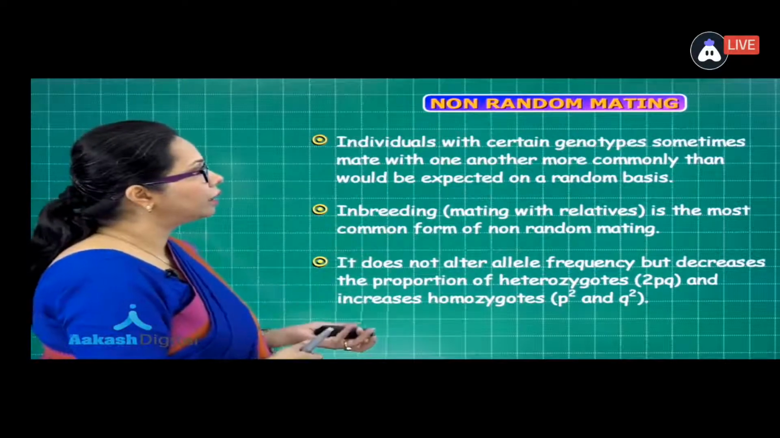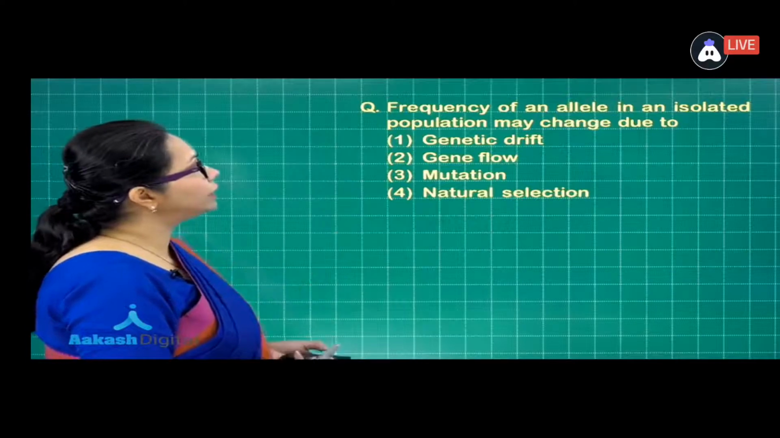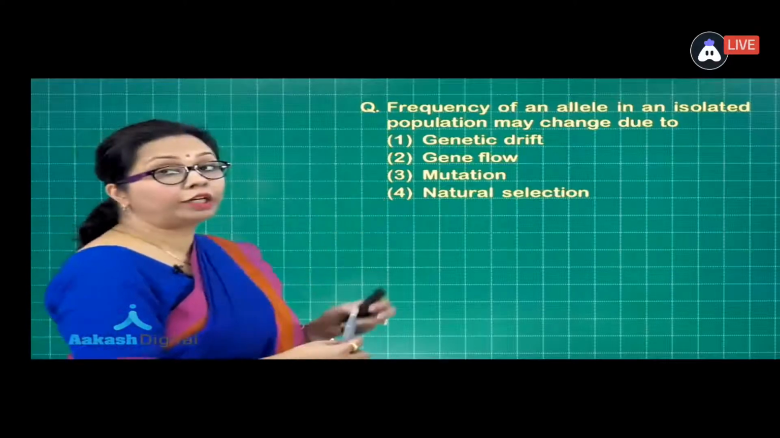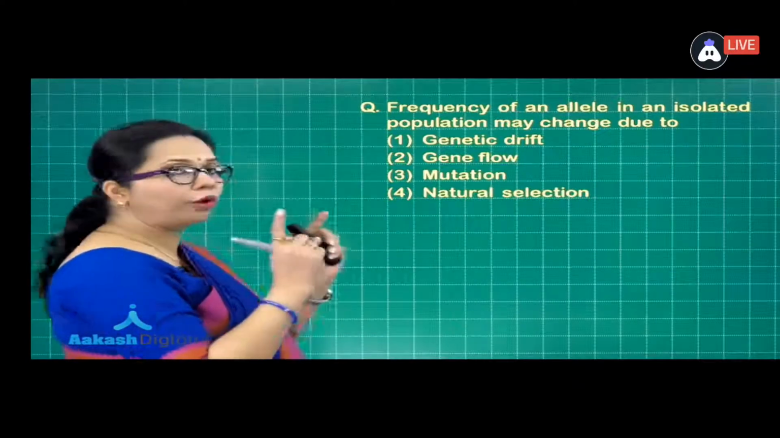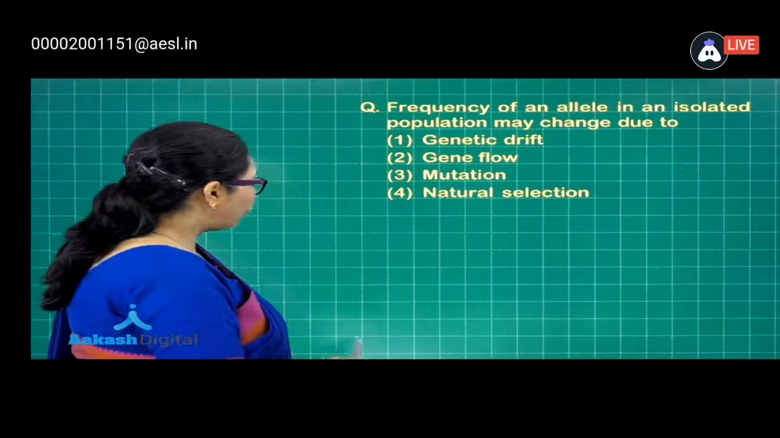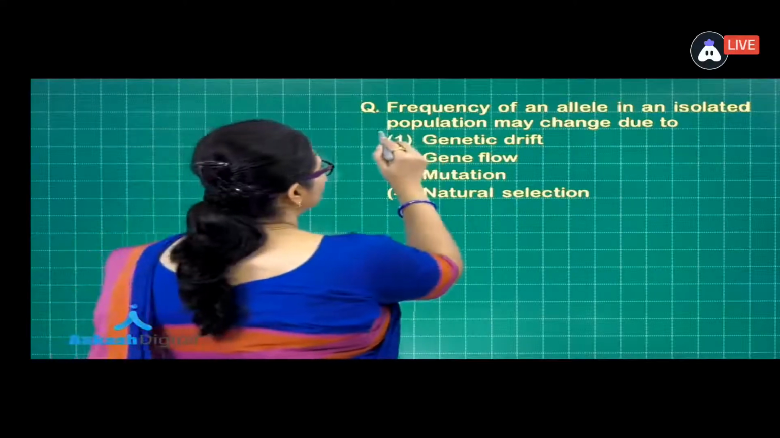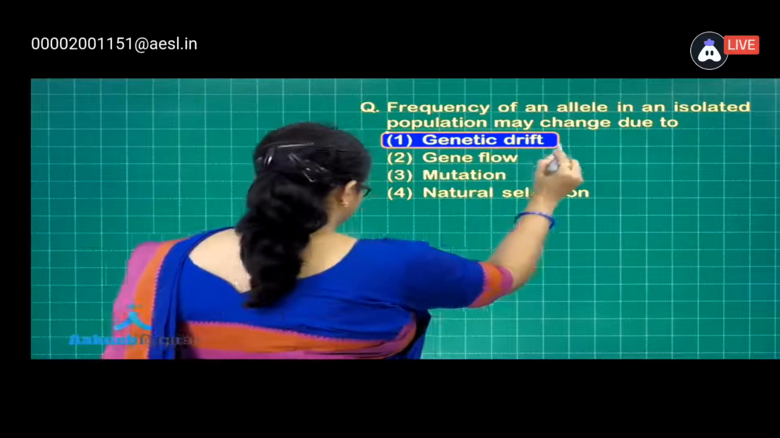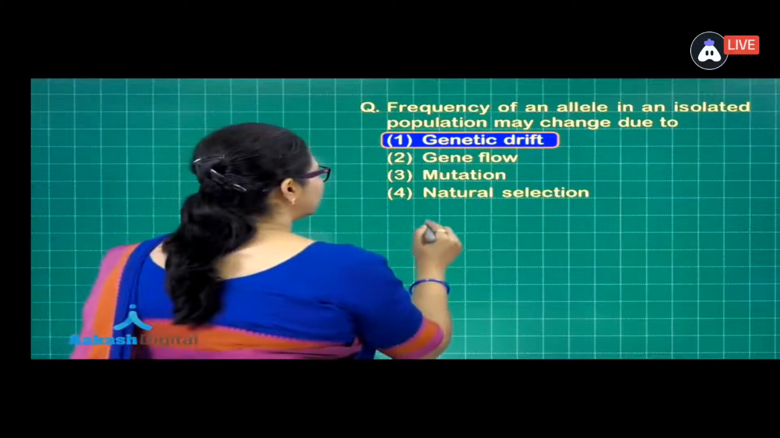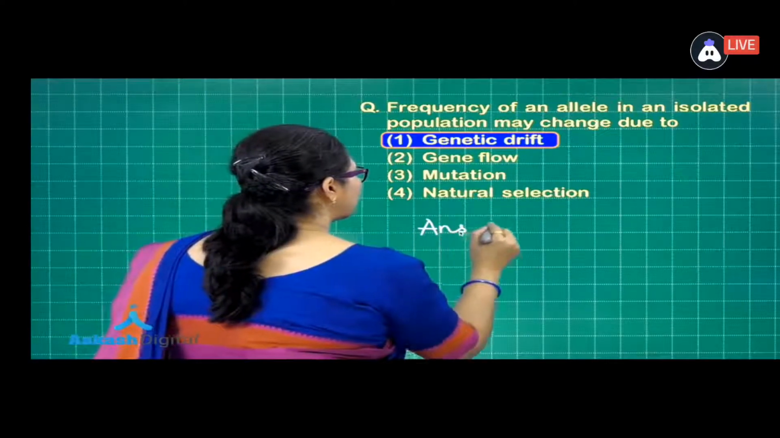Now let us take questions. Frequency of an allele in an isolated population. So small isolated population, that is our keyword for genetic drift. So here the answer is the first one.